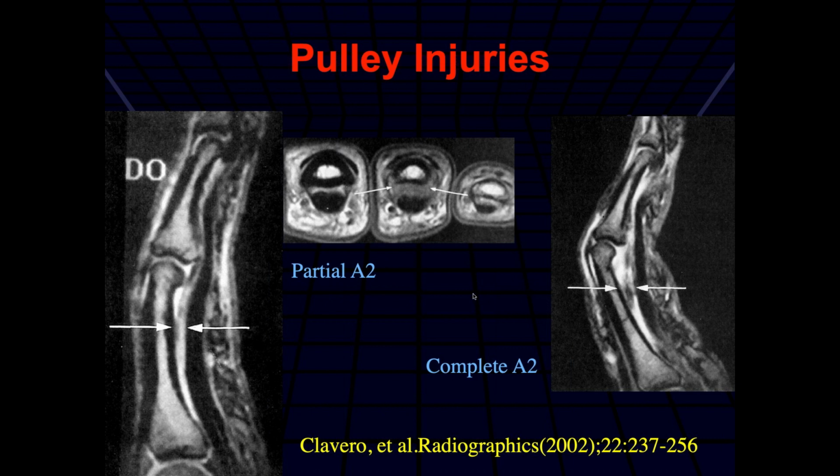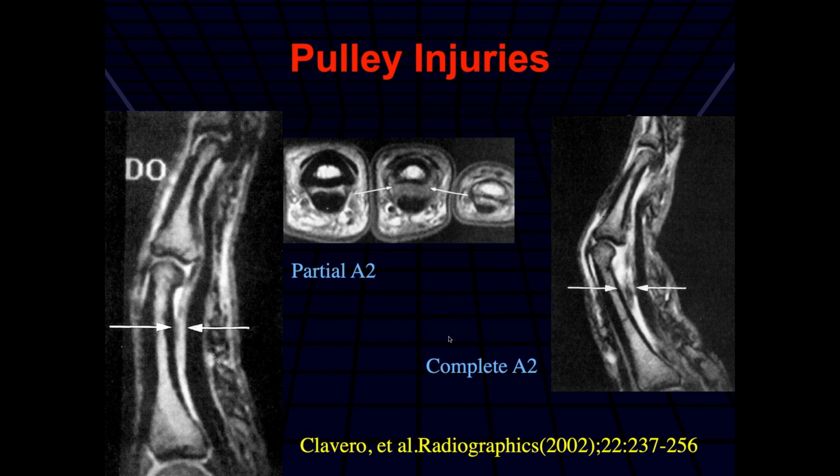Yeah, and on that one, I'm also wondering if maybe there could be partially an A3 as well on that second one. Yeah, certainly possibly here. Or the cruciates, which are on either side here, might be involved as well. But typically, when we see this, we just call it an A2 pulley injury. And as soon as you get separation here, I typically don't use the term partial. I'll just usually say tear or not torn.